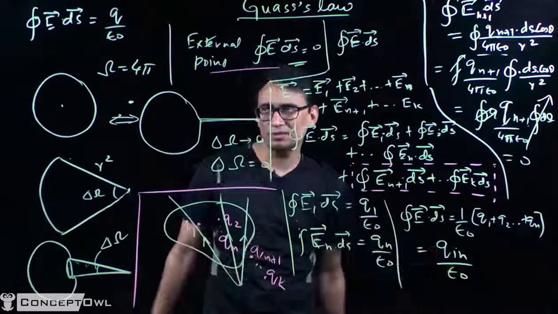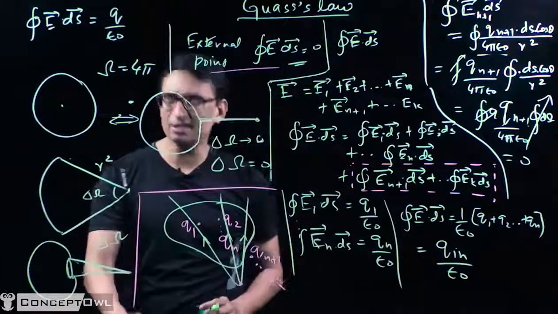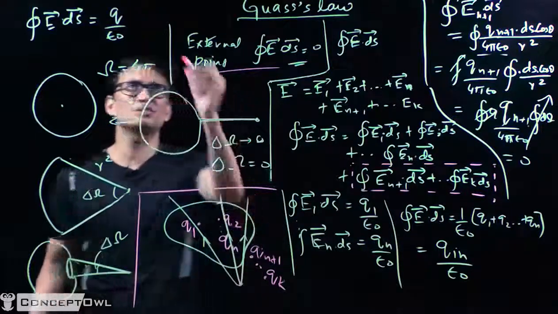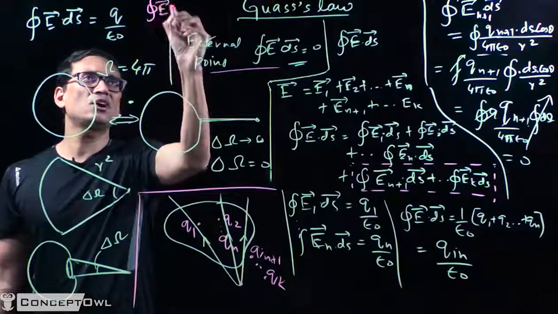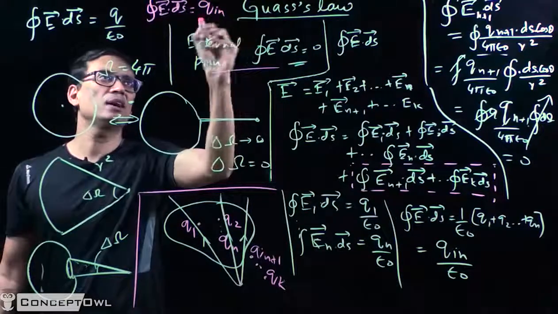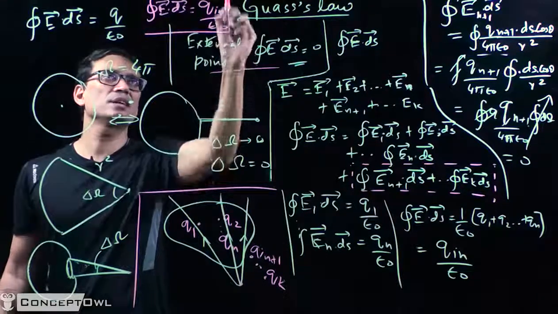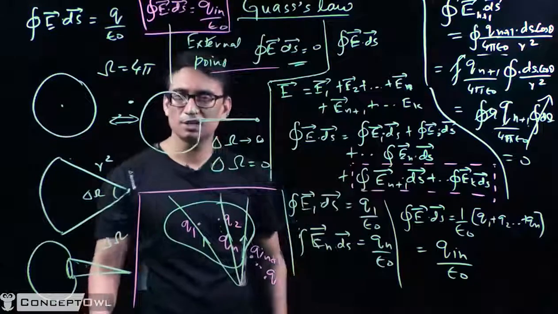So this is the final proof of Gauss's law. I'll write it somewhere here so we can see that. We have shown that the integral of E dot ds is equal to q inside upon epsilon naught. This is the complete Gauss's law, and this is the most generic derivation of the same.